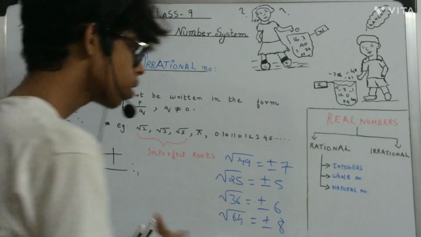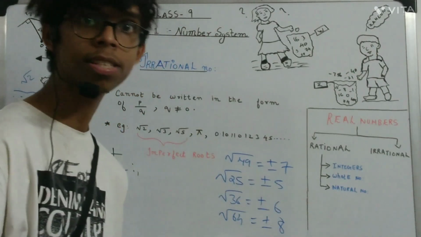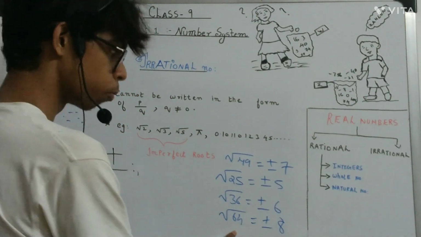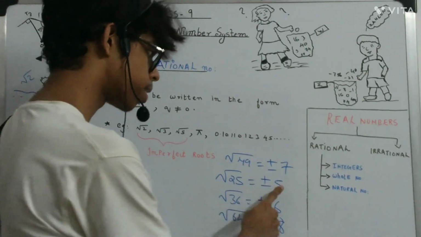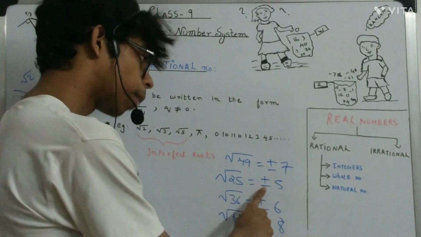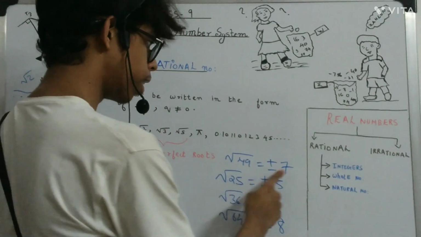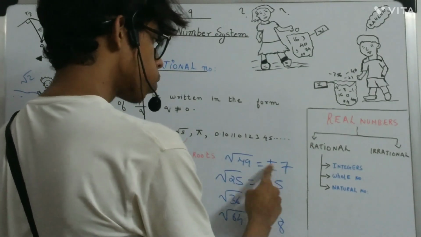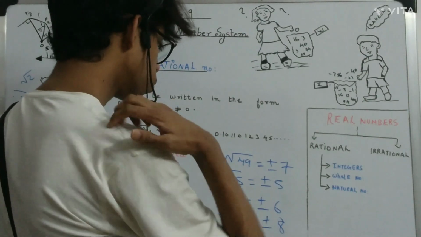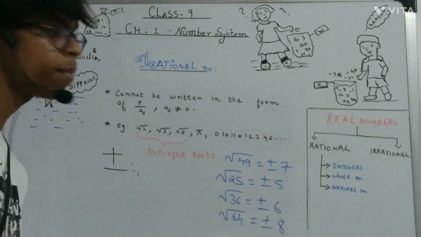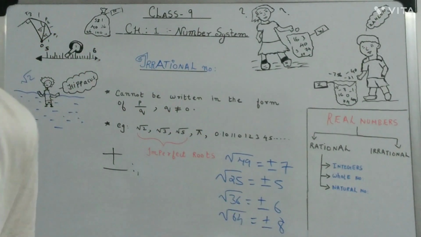Why? Because minus 8 the whole square and plus 8 the whole square both give you 64. 6 the whole square and minus 6 the whole square give you 36. 5 the whole square and minus 5 the whole square also give you 25. Minus 7 the whole square and plus 7 the whole square also give you 49. So I hope I am clear with this concept.